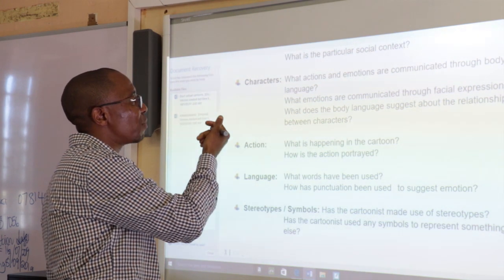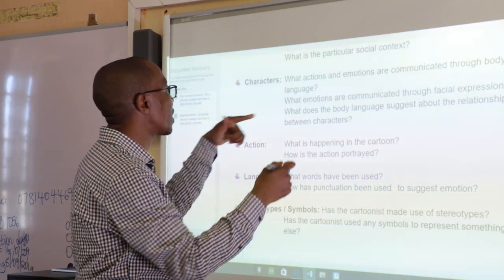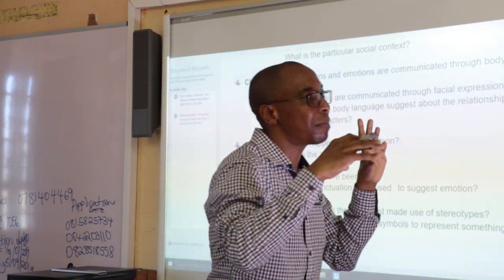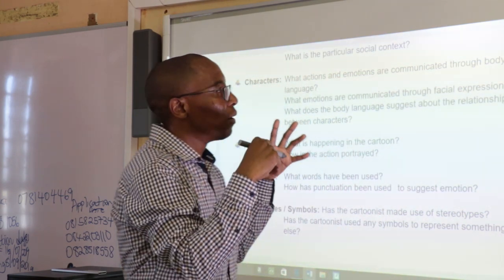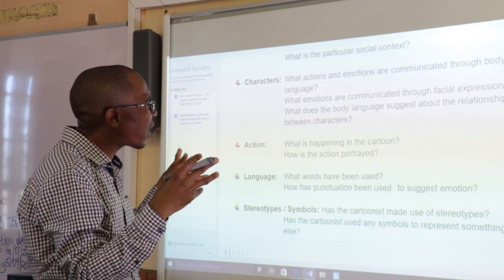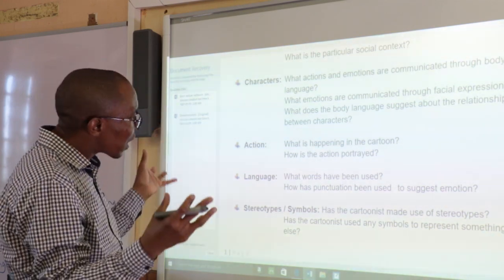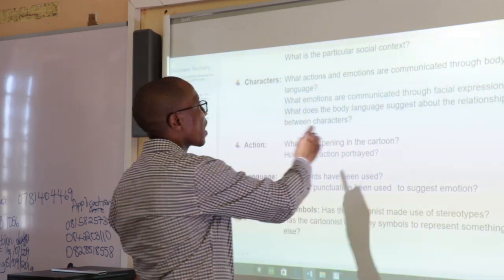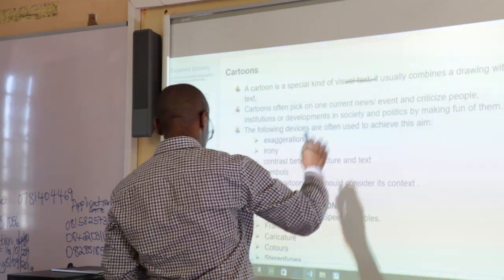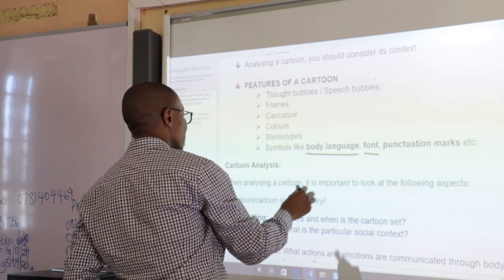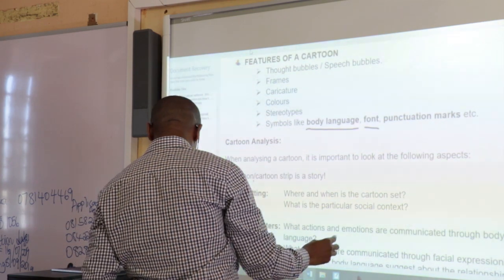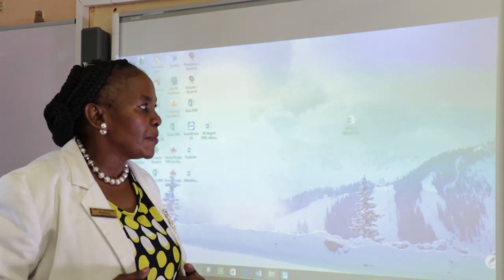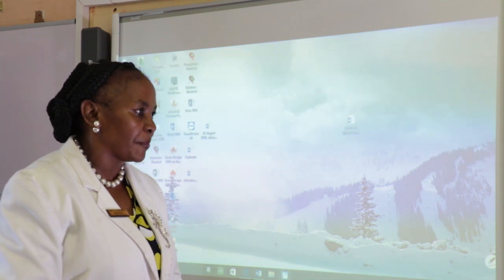What actions and emotions are communicated through the body language of the characters? So what is the character doing? The mouth probably is wide open. You can say, okay, I think this person is yawning. He is in the bed or whatsoever. So we have to be able to associate emotions and actions with the character. So that's important.